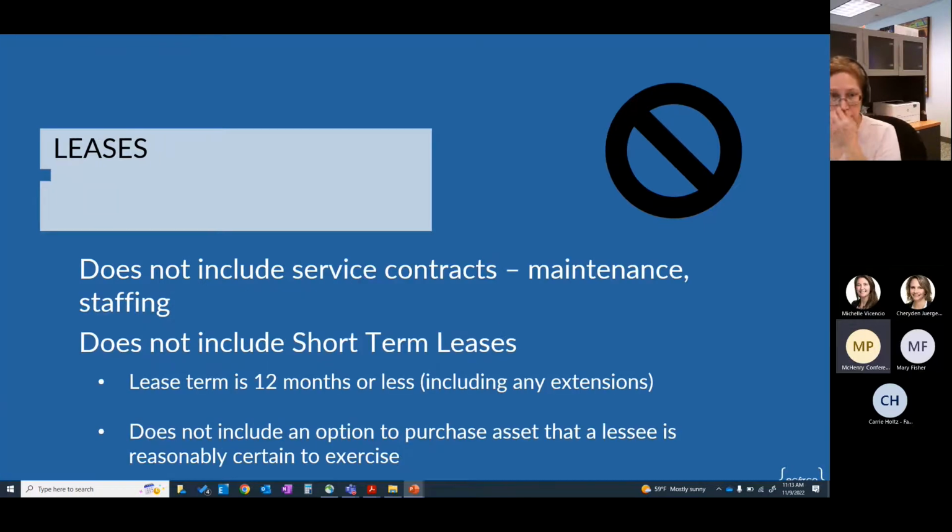I'm going to go to the next. It also does not include service contracts. So sometimes contracts that include maintenance or staffing, those parts are not going to be included. And then it doesn't include your short-term leases. They describe short-term leases as leases that are 12 months or less, including any extensions that you have on those leases. And then it does not include an option to purchase the asset that a lessee is reasonably certain to exercise. So that is kind of the main key point of what it is. If you have that purchase option and you are not going to exercise it, then we have to look and see, okay, could that be considered a short-term lease?